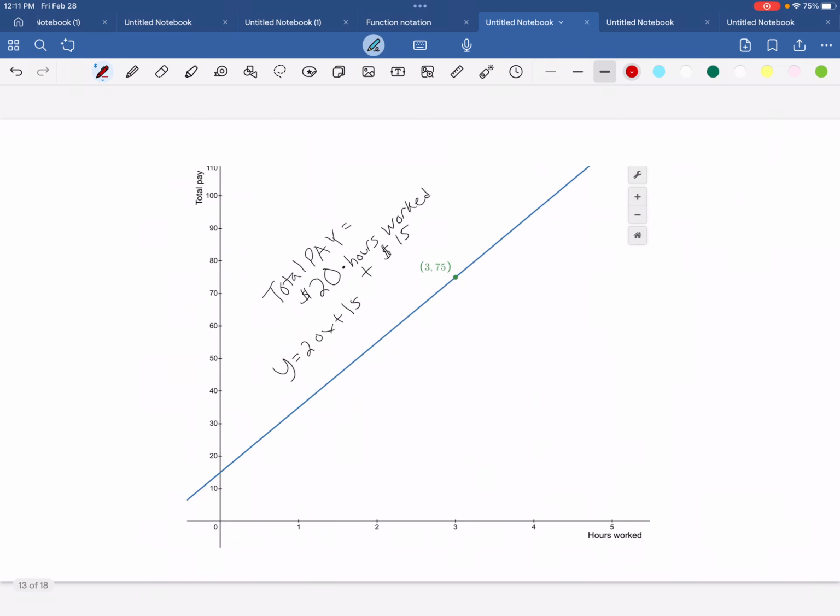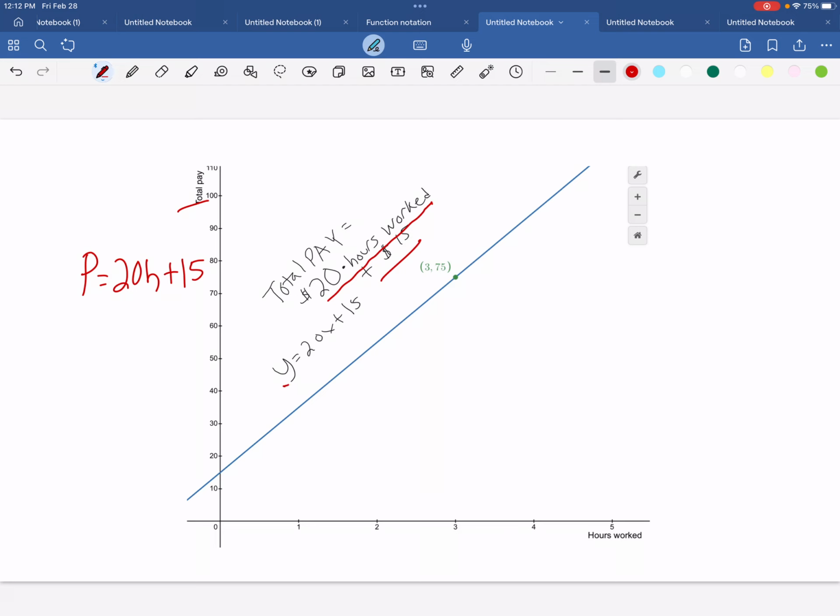So this would look like on a graph. Remember, we're doing $20 an hour. We get 15 to start. Our total pay equals 20 times hours. I put right here, $20 times hours worked plus the 15. So we could use those. Pay equals 20 hours plus 15.